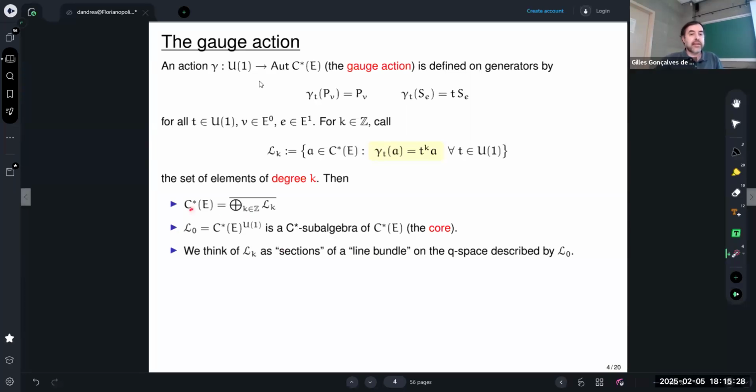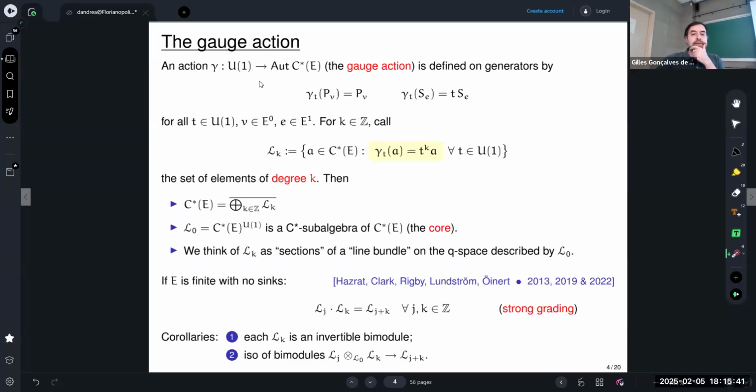And this total space, let's say this algebra of functions on the total space, decomposes as a sum of modules of sections of line bundles. Okay, now this grading, if your graph is finite and with no sinks, this grading is a strong grading, meaning that Lj times Lk is equal to Lj plus k for all j, k integers.